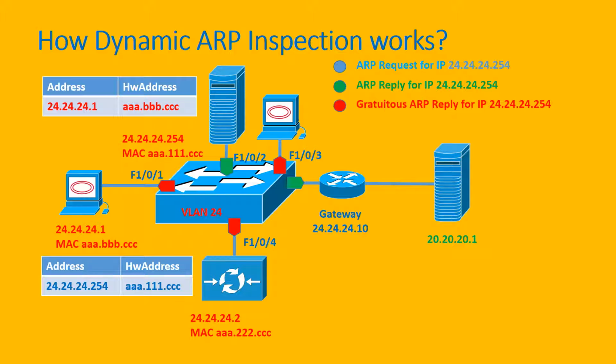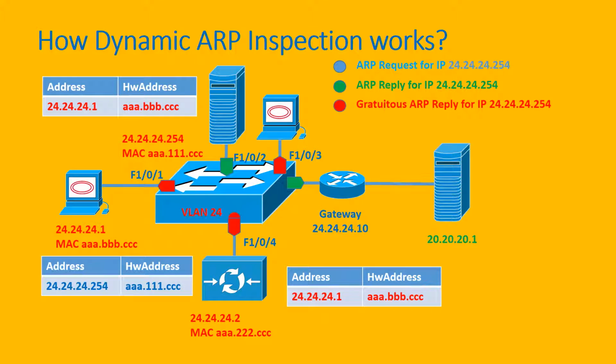In this case, the server can respond to the ARP request of the client without any inspection because it is connected to the trusted port. Now, this network device is trying to spoof the MAC address of the server, so it first needs to update its ARP table for the address of the client, and it sends the ARP reply back to the client.